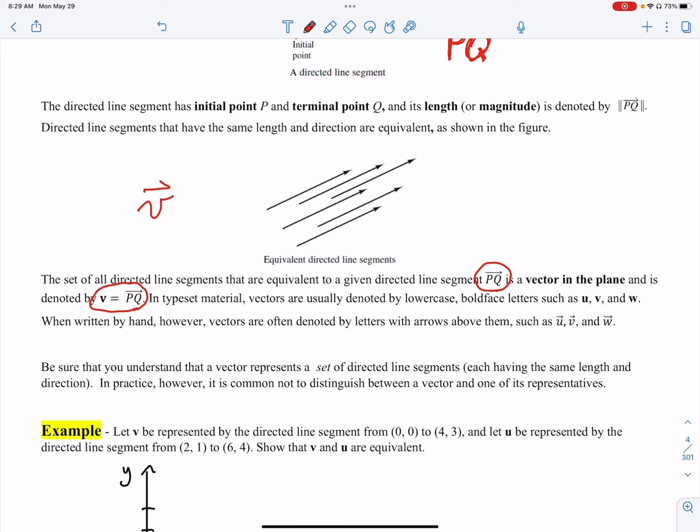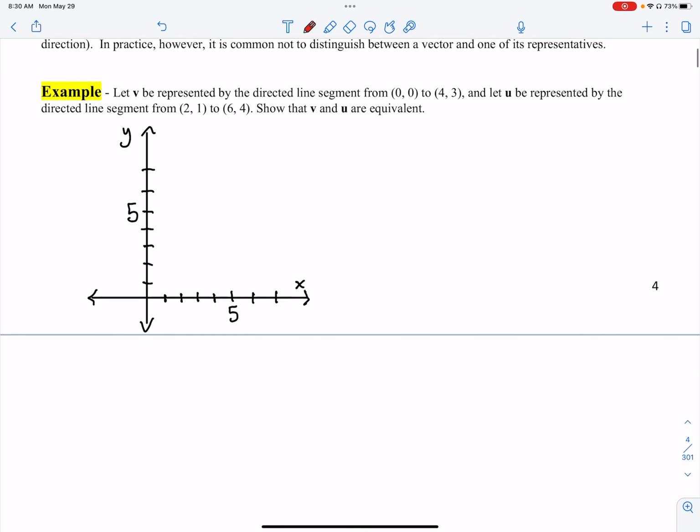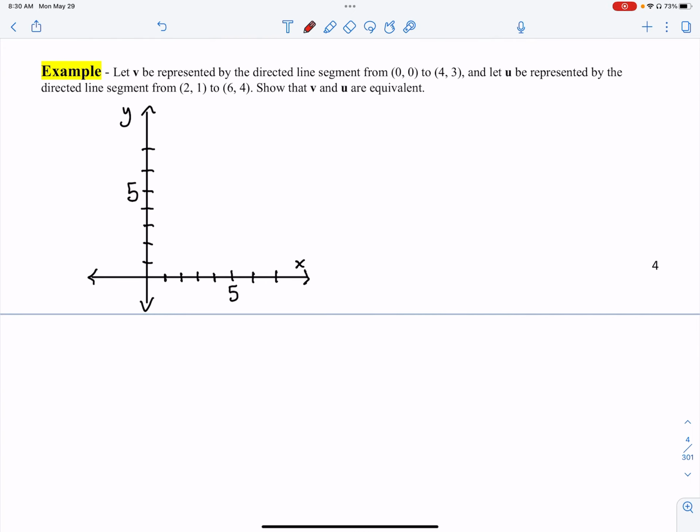So it's very important that you understand that vectors don't live anywhere in space. They can be moved anywhere around, and they're still equivalent. Okay, so with that, let's play with these vectors just a bit. We're going to get a lot of practice with vectors in the whole course.